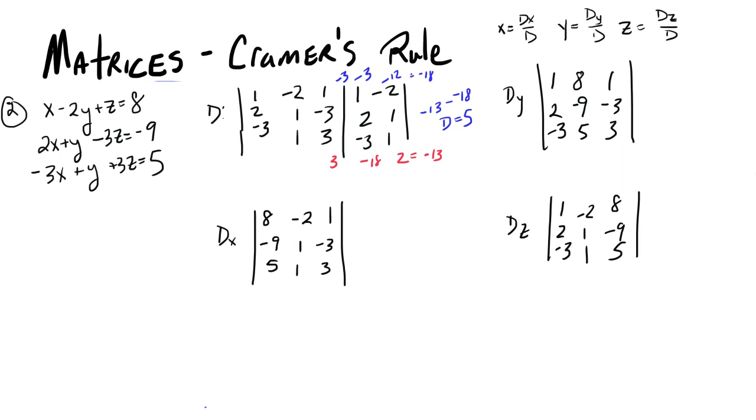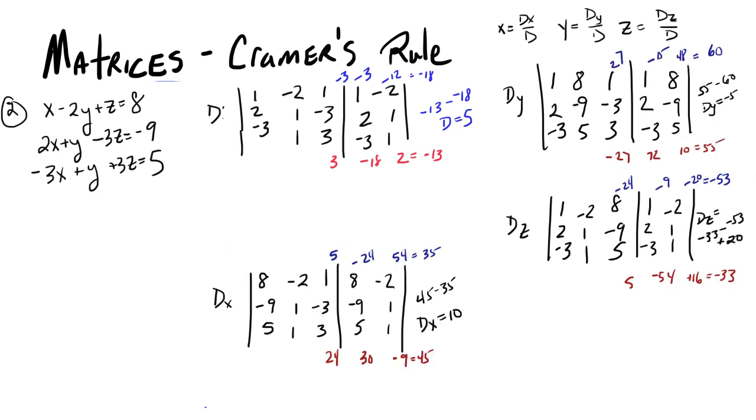All right, so find the determinants for each. Hit pause. Go. All right, so I found the determinants for all the pieces. So I got dx equals 10. The determinant for dy is negative 5. And 20 for dz. So now we're going to go through and do our little rule. So x equals dx over d. So it's 10 over 5. So the x value for this problem is 2.